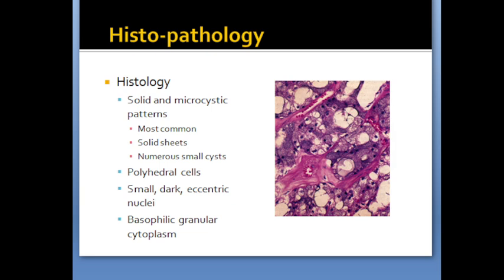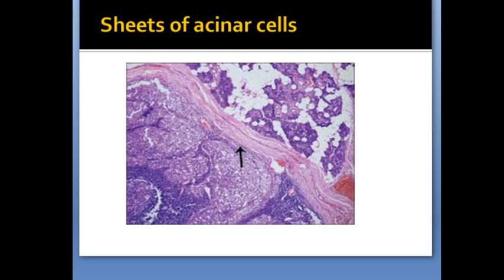Microscopically, different patterns are seen. The most common pattern is the solid and microcystic pattern. This pattern shows solid sheets of acinar cells. Numerous small cysts are also seen. Acinar cells are largely polyhedral in shape. The nuclei are small, dark and eccentric, and the cytoplasm is basophilic and granular. This picture shows sheets of acinar cells accompanied by cystic spaces.